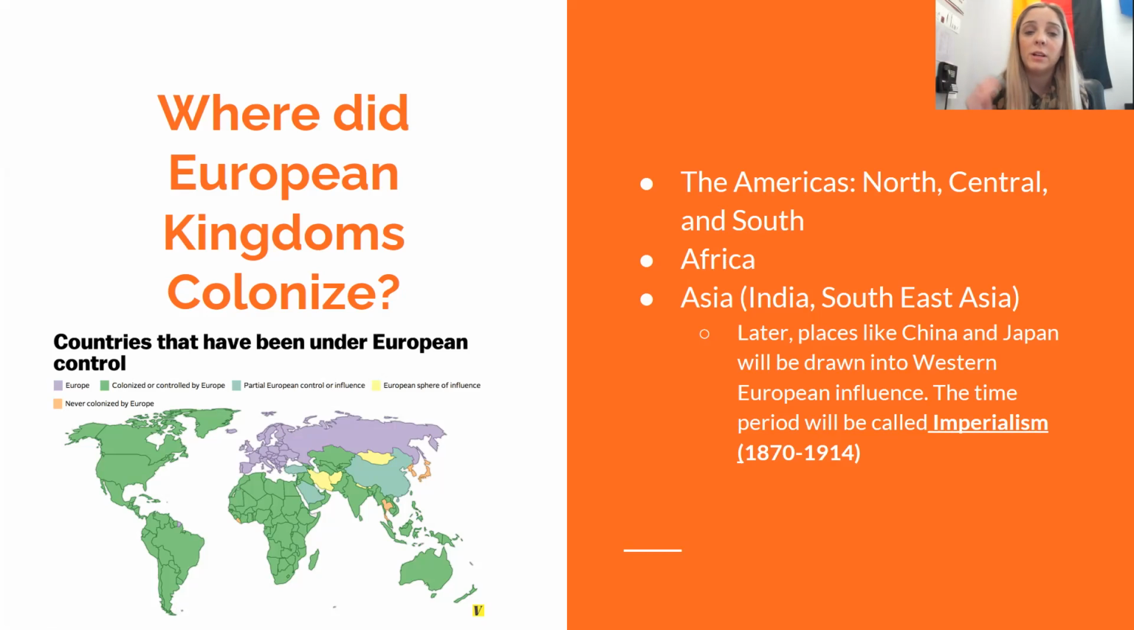Okay. So where do they participate? The Americas, Africa, and parts of Asia. And then later, places like China and Japan will also be drawn into conflict with the Western European influence. And then that is called imperialism. And a lot of different places like China and Japan were not willing and not okay with opening up their borders of trade with Europe. And that will cause a lot of conflict. Particular events I can think of off the top of my head are the Opium Wars, which we'll talk about, and the Boxer Rebellion. Okay.